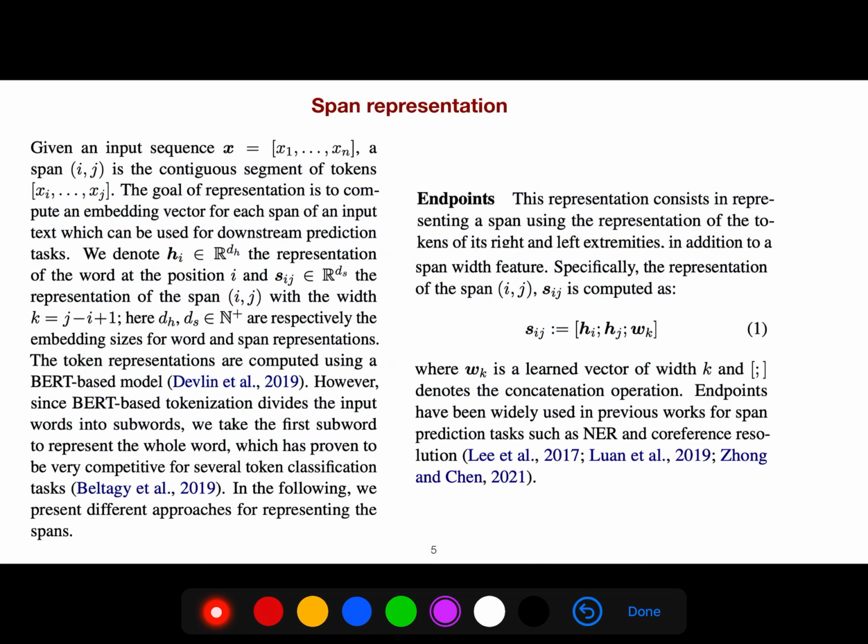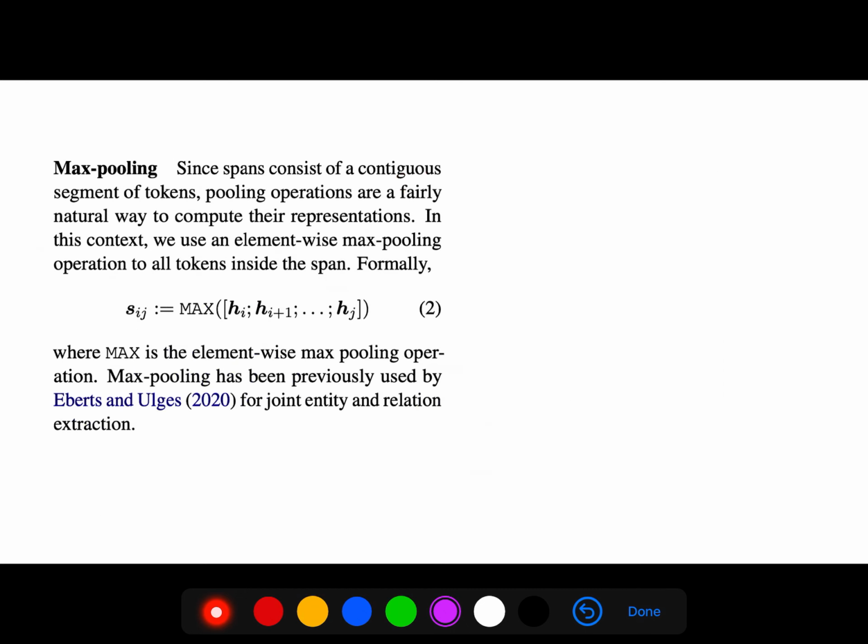So given an input sequence, a span is the contiguous segments of tokens, and the goal of representation is to compute an embedding vector for each span of input text. For example, you can represent your endpoints like the spans from i to j. You represent this hidden vector h_i and concatenate with h_j, but you also concatenate with the learned vector of width k. For example, if the width of your span is 2, then you are learning W2. But there are many ways to represent this span.